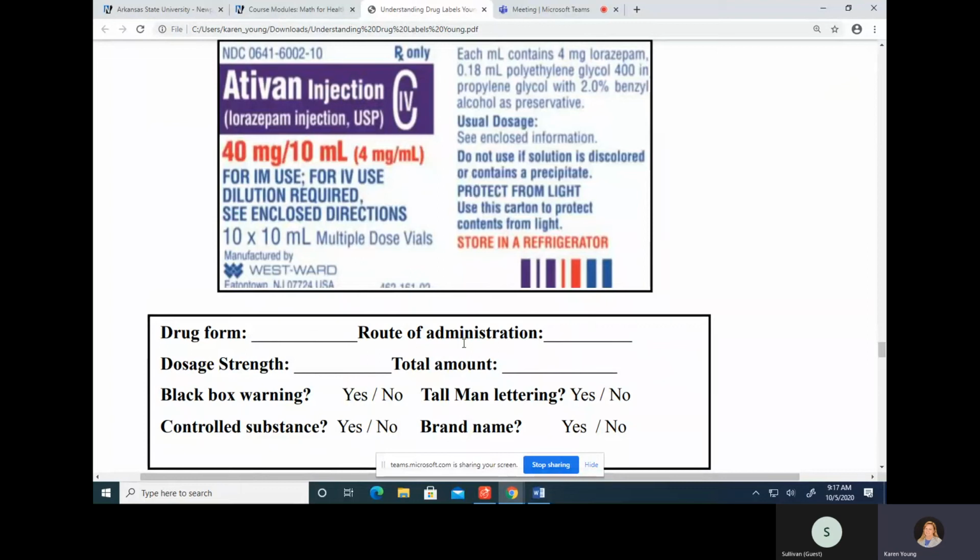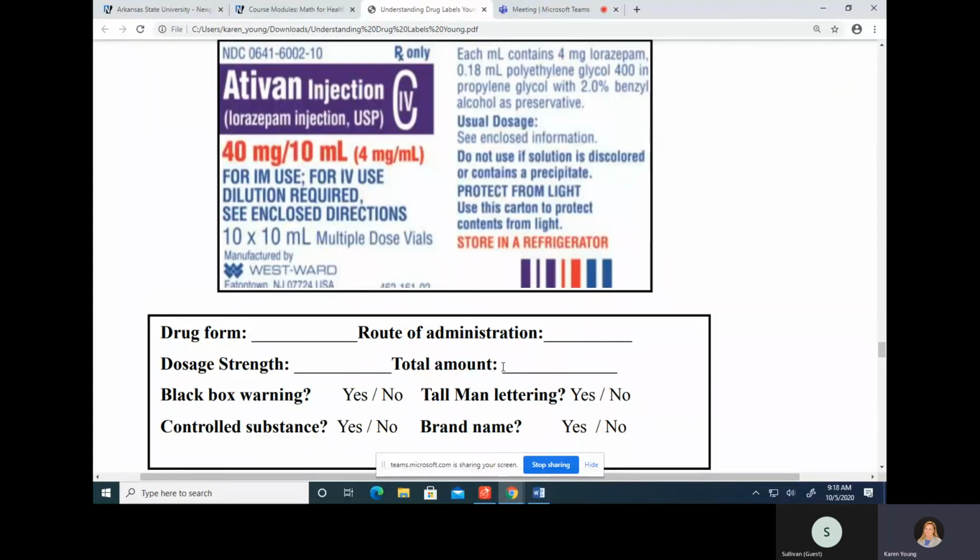Route of administration would be, how are we going to administer? IV. What about IM? So for IM or IV, right? So our route, I would put IM or IV. What's my dosage strength? 40 milligrams per 10 milliliters.